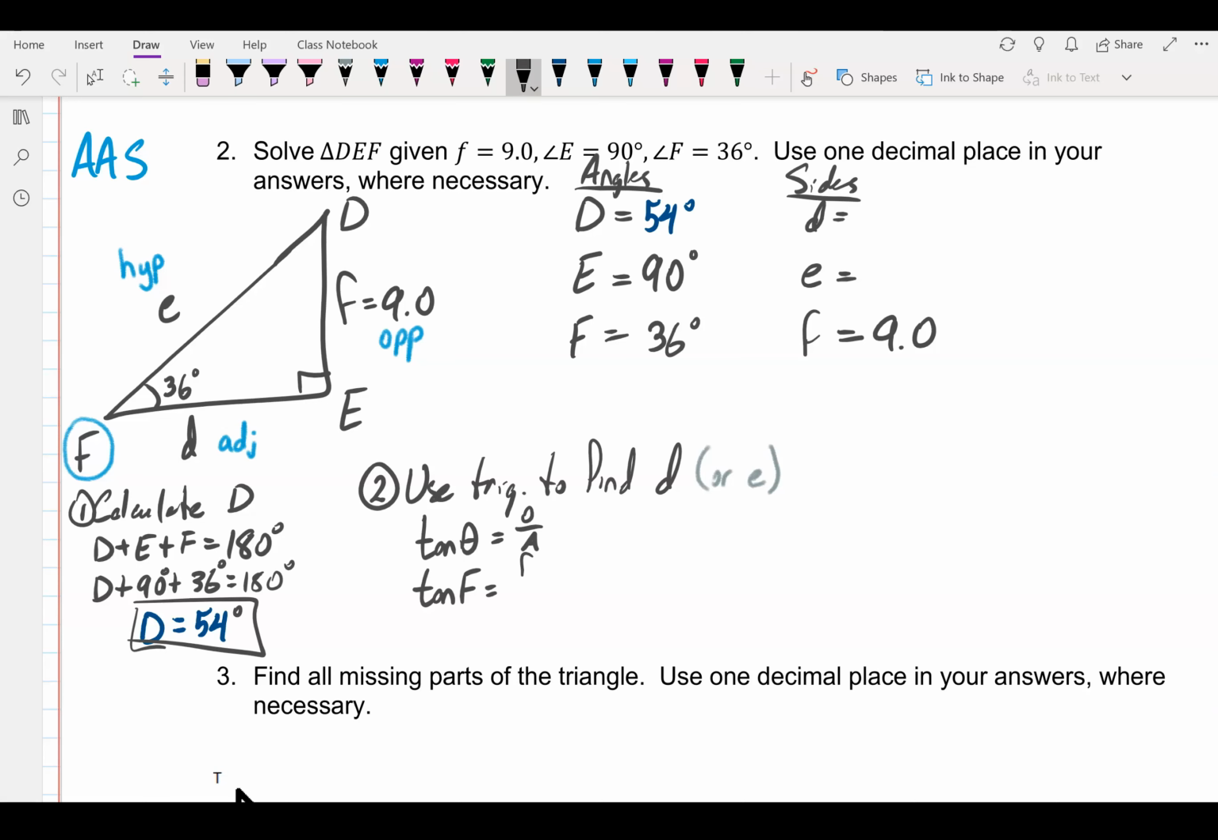Sorry, opposite side F over the adjacent side, D. So I'm just leaving them all blank. Sorry, I'm leaving them all as their letters so you can see how they make the connections. Now let's fill it in. Tan of the angle being 36 is equal to the side F, 9, over D.